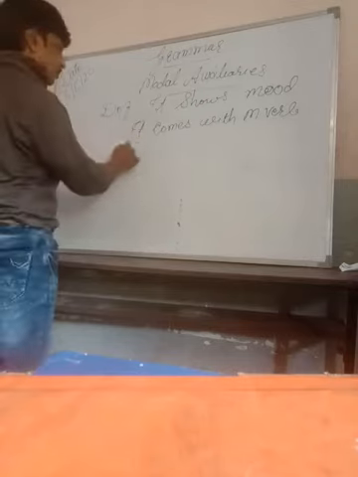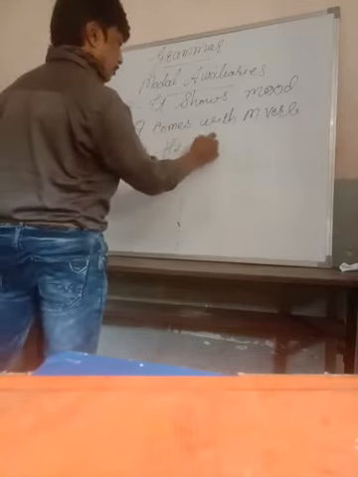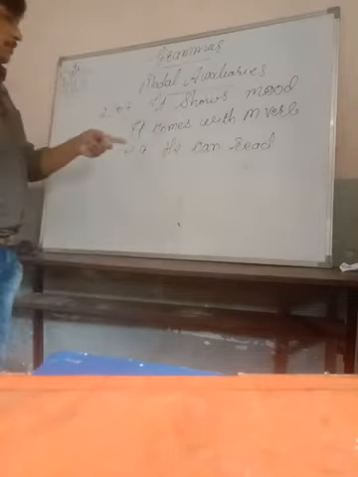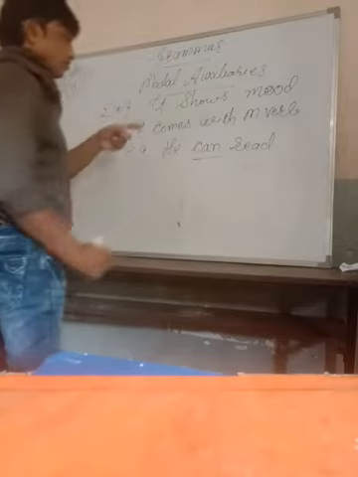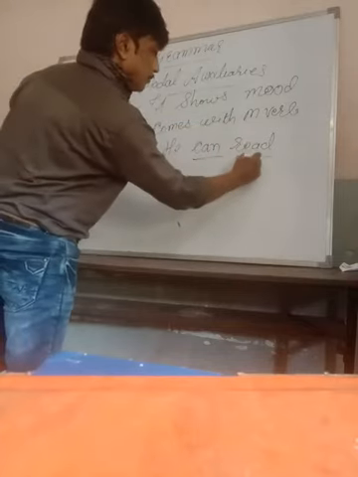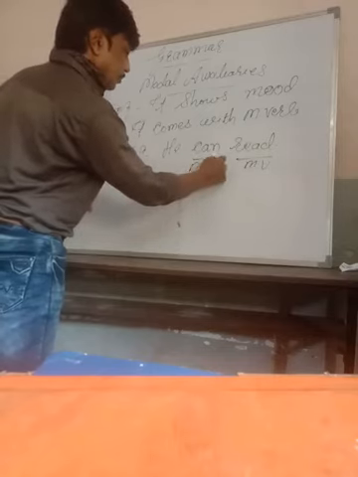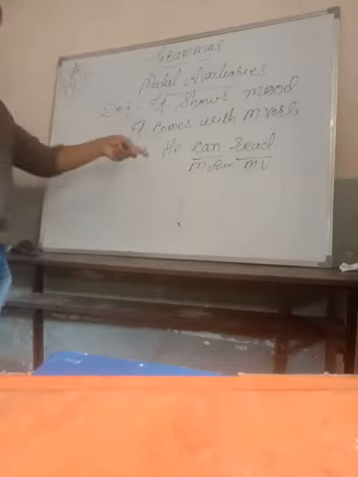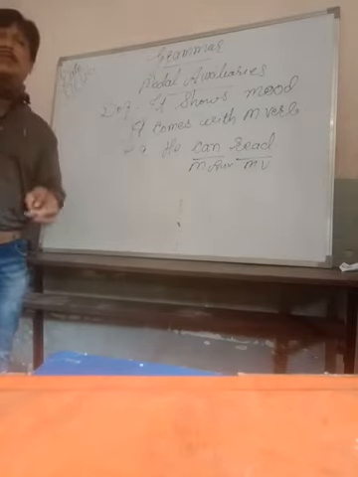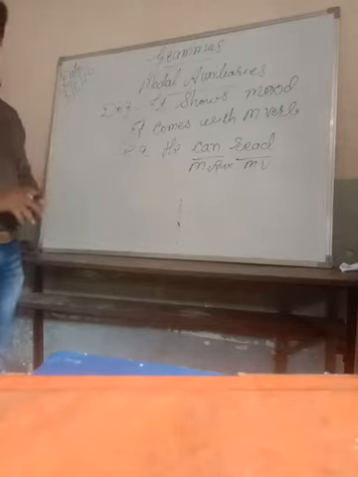For example, I am giving you: he can read. In a simple sentence, we can see the use of modal auxiliaries. Here it is can, and it comes with read. Read is the main verb, right? And can is the modal auxiliary. So if we write these modal auxiliaries alone in a sentence, they are wrong. They do not mean anything unless they are with a main verb. This is the first and most important point.